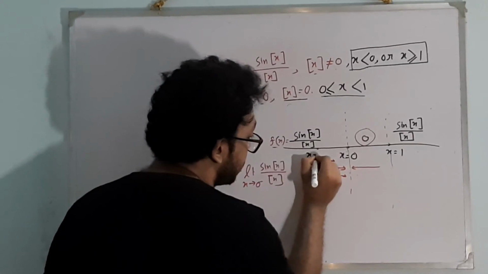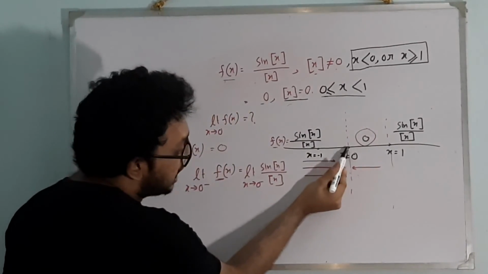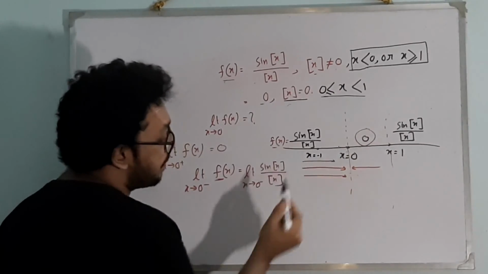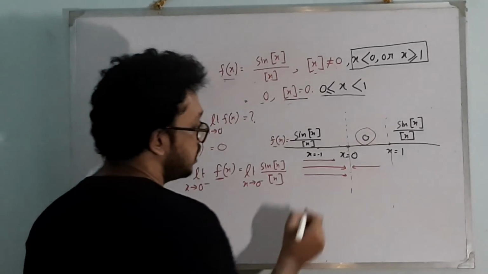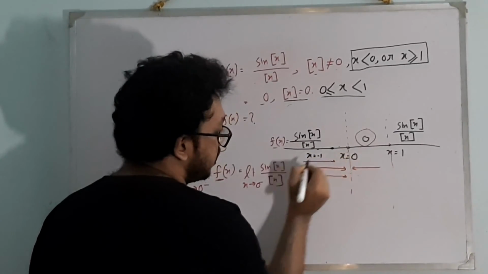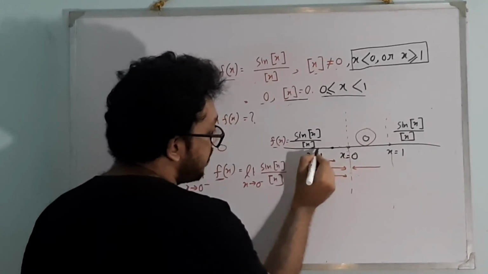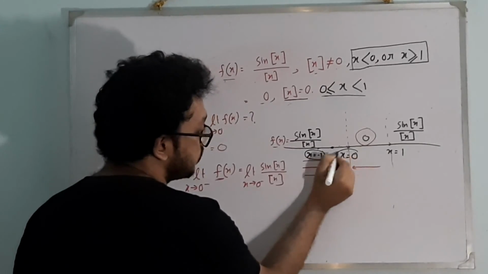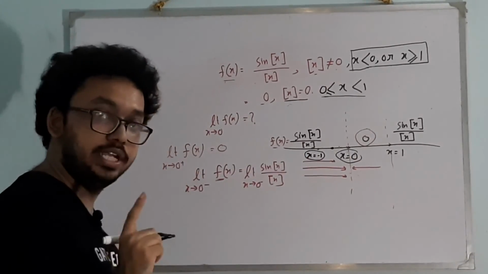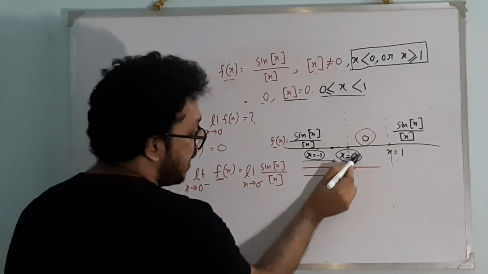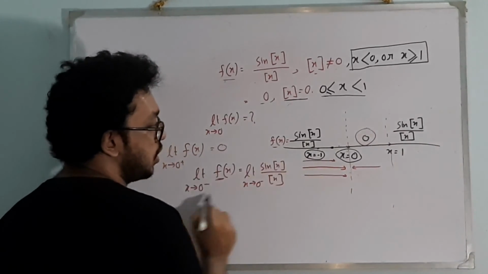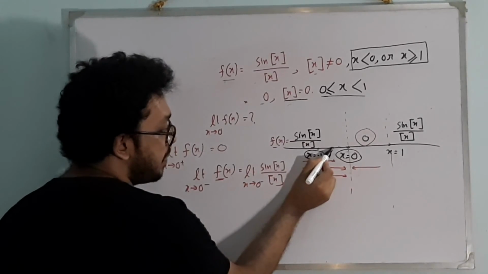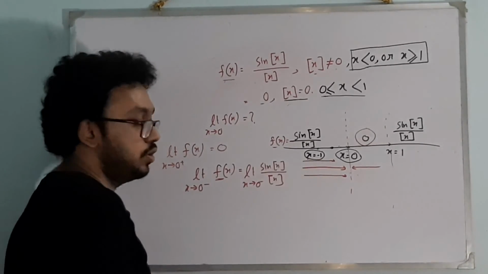Suppose this is x equal to minus 1. So just in the left hand side of x equal to 0, that is in the left neighborhood of x equal to 0, if I take any point, this will have a value between minus 1 and 0, right? I hope it is clear. If I take a point just in the left hand side of x equal to 0, that point will have x coordinate between minus 1 and 0.